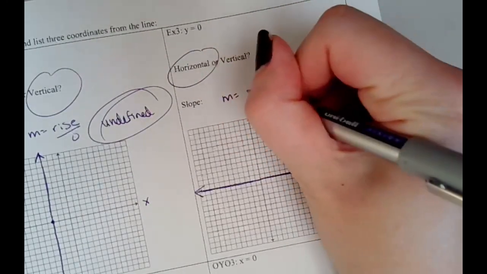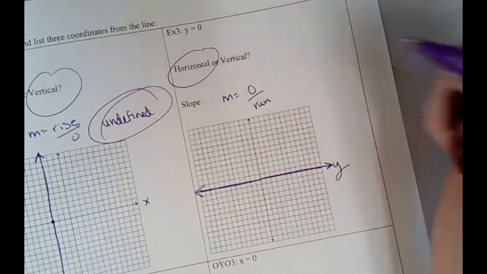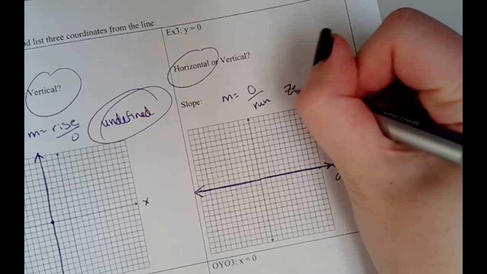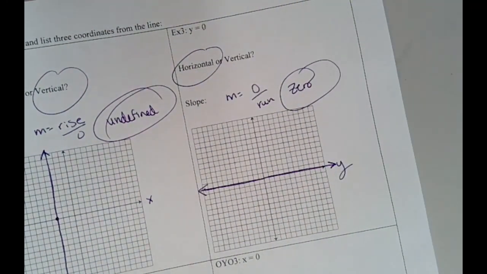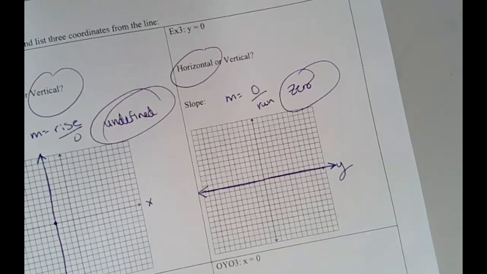My slope, remember, rise over run. There's no rise for this one. So we would say this has a 0 slope. As always, you are responsible for your practice on your own. I just want to show you the projected answers real quick.